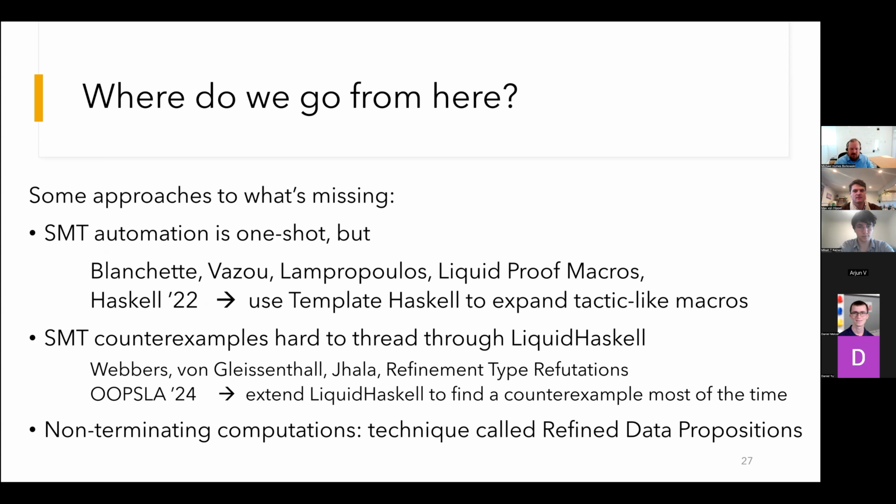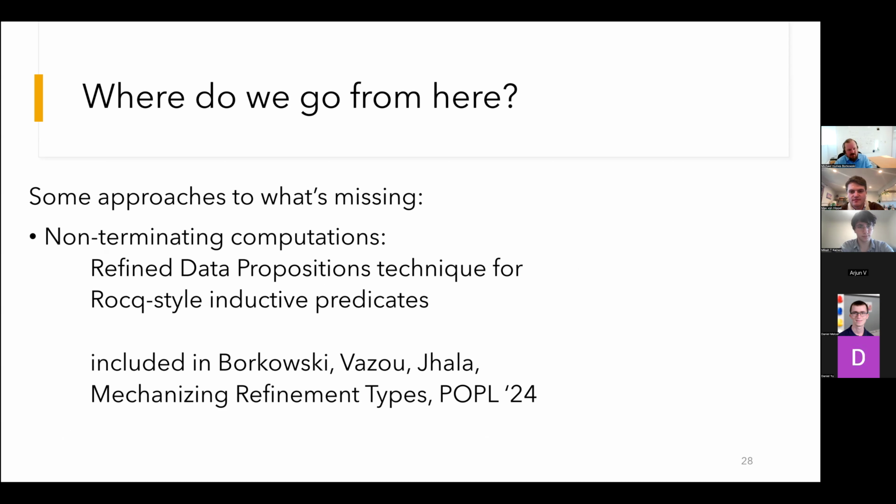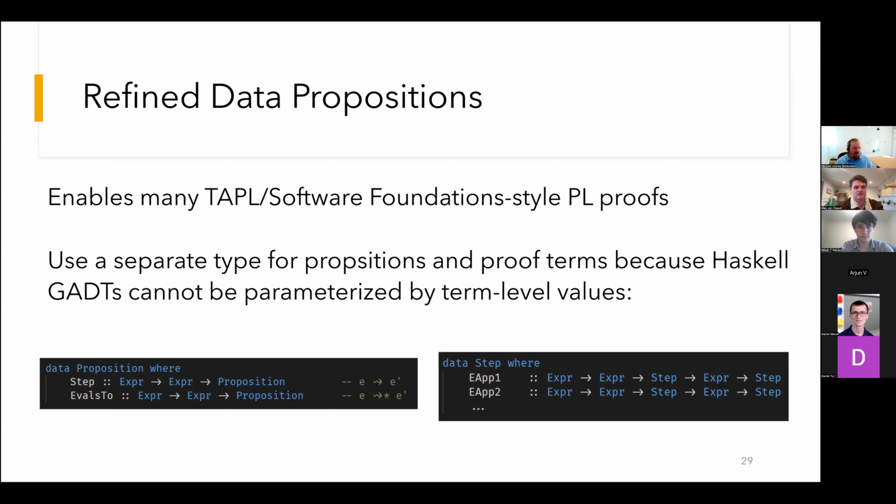Finally, work that I was involved with for non-terminating computations is a technique called refined data propositions, which can allow us to make arguments without having to write everything as a terminating Haskell function. The idea is to create in LiquidHaskell something that's a near equivalent to the Rocq-style inductive predicates. This was included in work in collaboration with Niki Vazou and my advisor, Ranjit Jhala, at POPL in 2024. This part of the work was the first presentation of this technique to enable LiquidHaskell to do many PL proofs, from pure-style types of programming languages or from Software Foundations. One of the strengths of the Rocq system and Lean as well is that we can express propositions as types, meaning that our types can be parameterized by values.